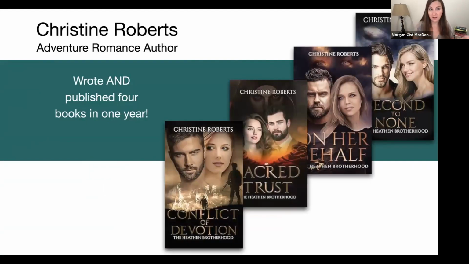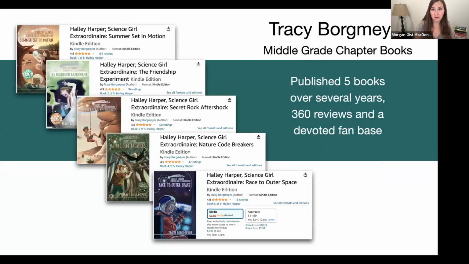We talked in yesterday's session with Christine Roberts, who writes Adventure Romance, and she wrote and published 4 books in a year, and she's got another 3 books coming out this year. So again, think about developing that backlist, that body of work. Maybe you're like, I don't want to do it in 1 year. Morgan, I need more than 1 year. Very fair. We're all going to continue to publish. It's not a race, right? There is power in releasing them quickly.